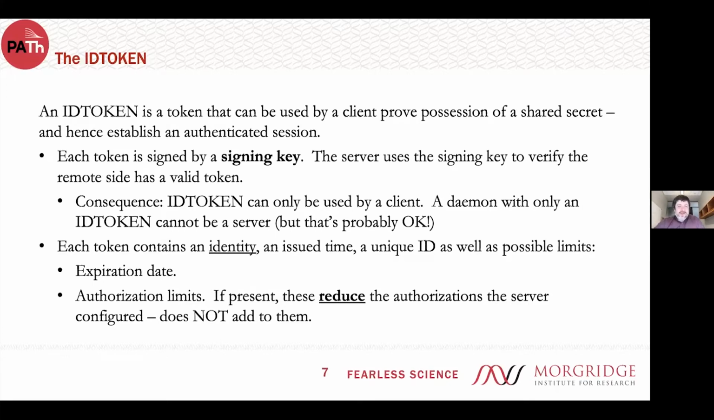So in addition to an identity, each of these tokens also has an issue time, a unique ID for traceability, as well as potential limits on how the token is allowed to be used. For example, it might have an expiration date or authorization limits that prevent people from using it in specific cases.